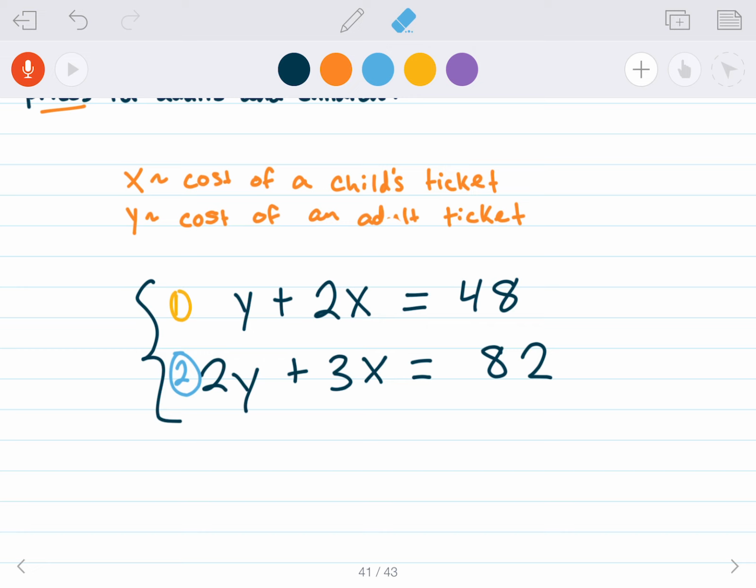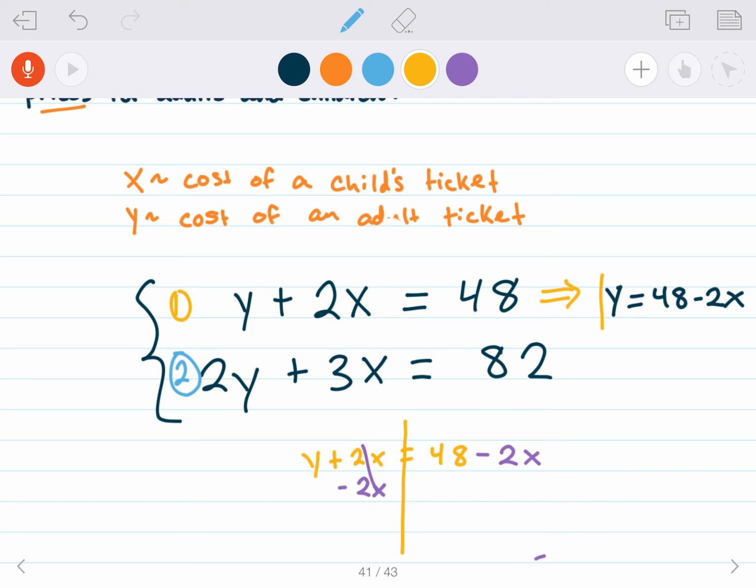Now, it looks like y is pretty much isolated with equation 1. All I have to do is subtract 2x from both sides. So I'm going to do a substitution here because that's the most obvious thing that I see to do, which is to get y alone, because it's pretty easy to get y alone. You could do elimination if you wanted to. You could just use Desmos, it doesn't matter. But what I'm going to do is get y alone with the first equation by subtracting 2x from both sides, and therefore I get an equivalent equation of y equals 48 minus 2x.